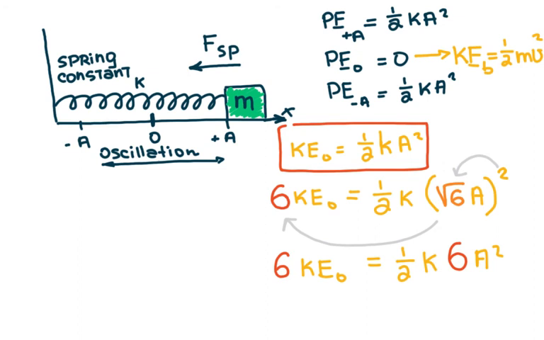So I have to stretch the spring an additional distance, and that distance would be equal to the square root of 6 times A, in order to get 6 times the kinetic energy of the block that I had when I only stretched the spring the distance A away from the equilibrium.